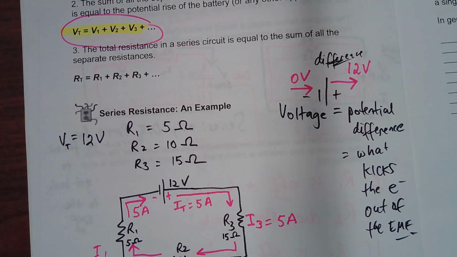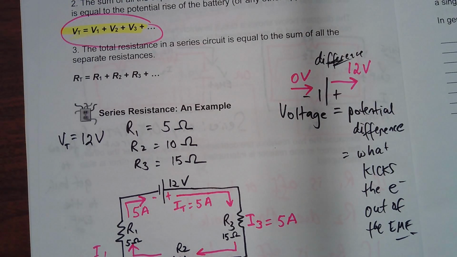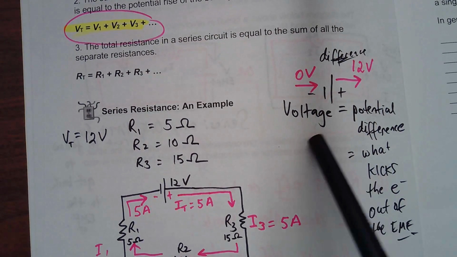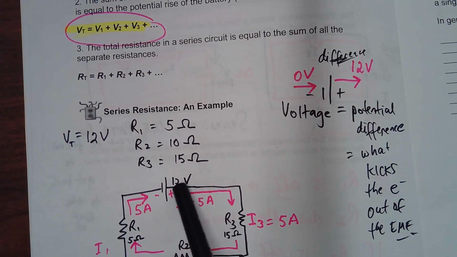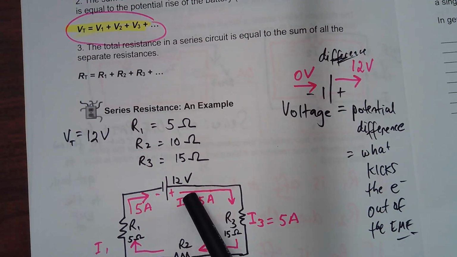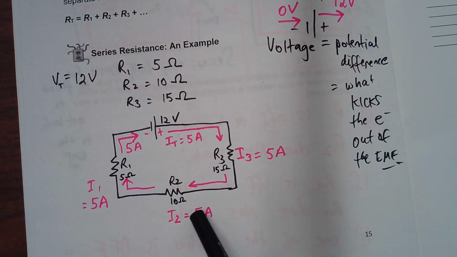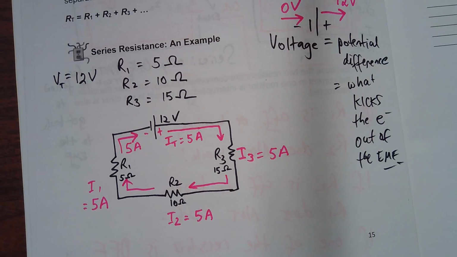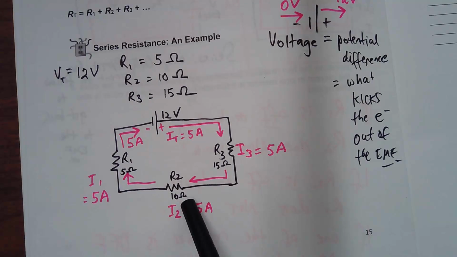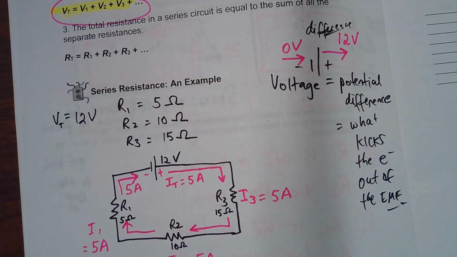Think of it this way. Let's say I'm an electron. I get kicked out of the wall with 120 volts of pressure or push or kick. So I'm running full force right here. As I come out of the battery, I will have more volts. These resistors are going to get different amounts of volts, different amounts of kick, depending on how much resistance they put up.